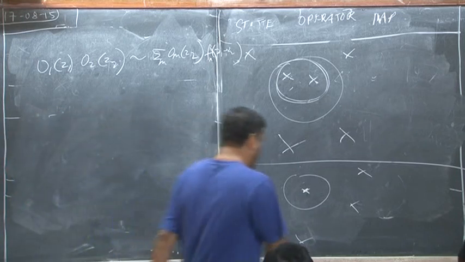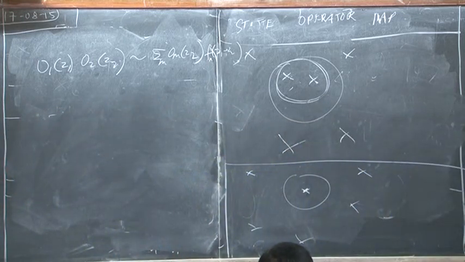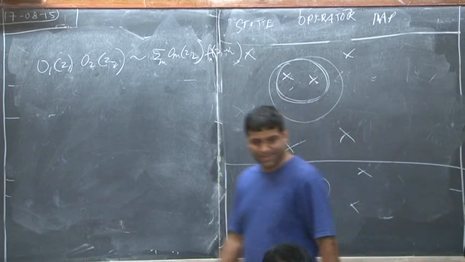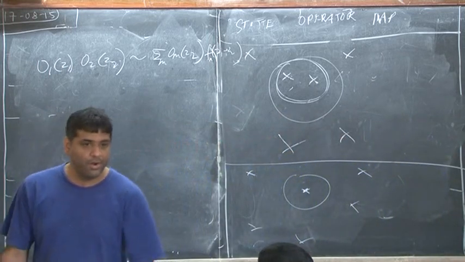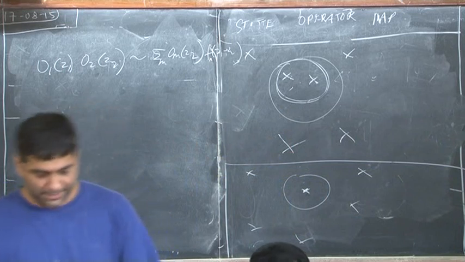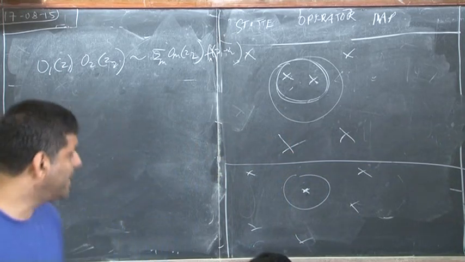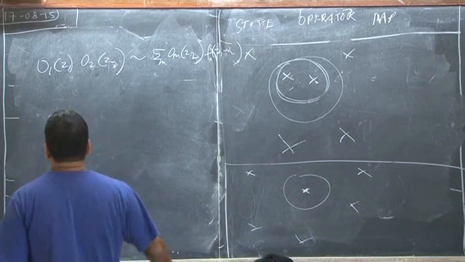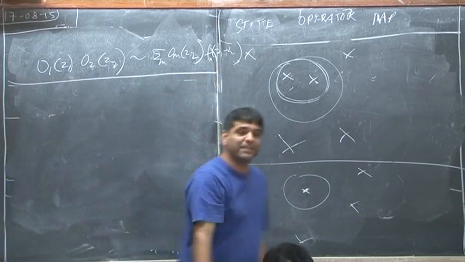Okay, excellent. Now, the reason I talked about the operator product expansion and the state operator map, the reason I brought this up at the beginning of this class, and it took me longer than I expected, is to go back to our derivation of the Ward identity.